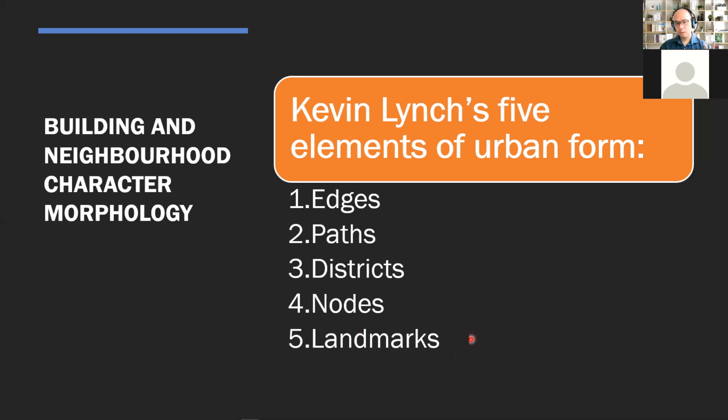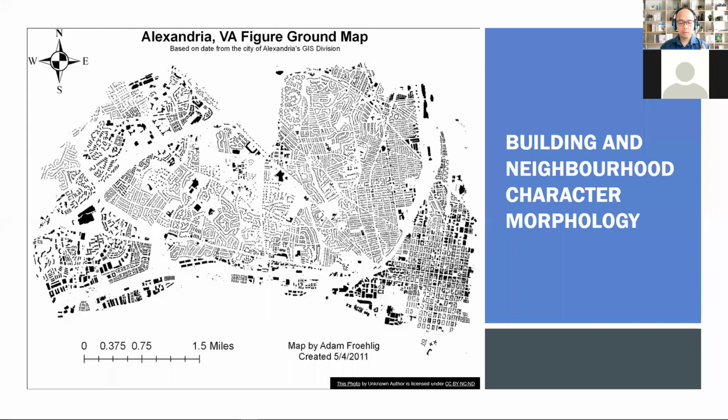You're not going to have to deal with the elements of urban form right now, but I'll just give you a brief introduction to it so that you get the idea when you join the urban design unit. Another way of understanding the building and neighborhood character through its morphology is to use a figure ground mapping.